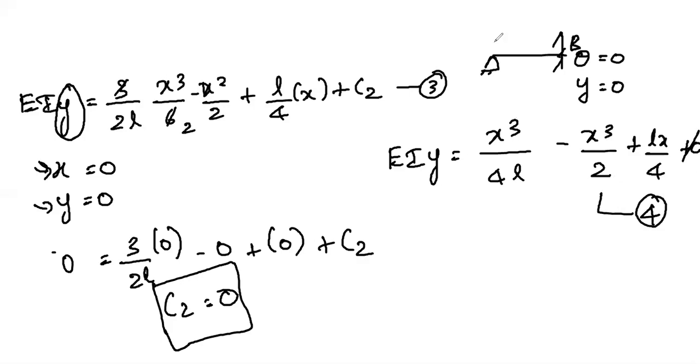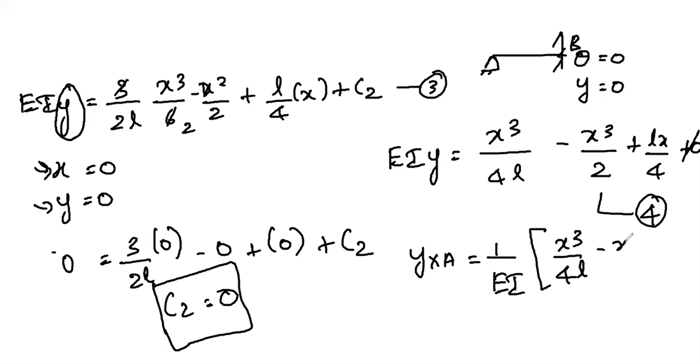Next, using this deflection, you can write this as yxa, because this is the generalized equation at any point in the beam. So, deflection at any point x due to the unit moment applied at the point A can be written as 1 by EI into x cube divided by 4L minus x cube by 2 plus Lx by 4. Okay, clear?